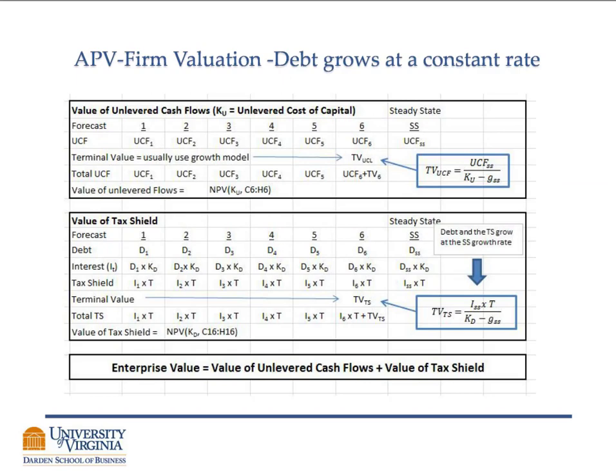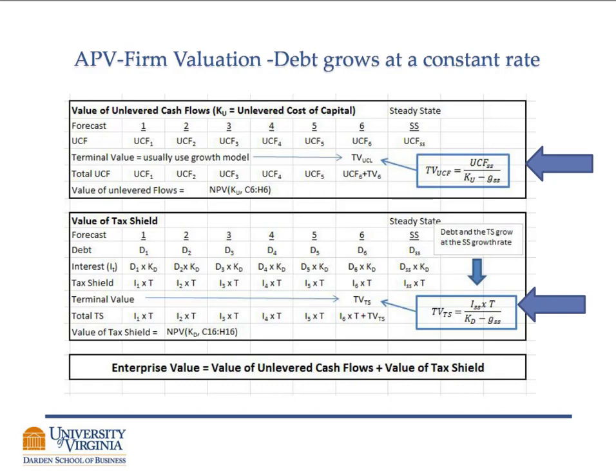Now let's see what happens if we assume that debt grows at a constant rate. Here, once again, we estimate the unlevered cash flows out to a point in time when we reach steady state, calculate a terminal value assuming the unlevered cash flows are at steady state and will grow at a constant rate, and discount everything back at the unlevered cost of capital. For the tax shield, we estimate the tax shield out to the steady state. Note this requires again a specific forecast of debt so we can calculate interest in the tax shield.